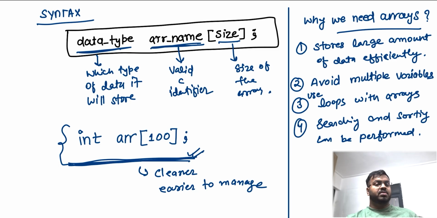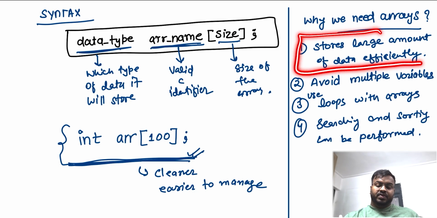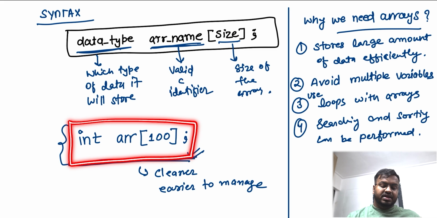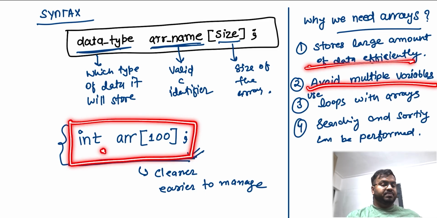The code will become unnecessarily lengthy. But if we use an array, we can store a large amount of data very efficiently. For example, I can declare an array in a single line, and then we can store 100 elements in this particular array. So if we use arrays, we avoid multiple variables. We have discussed it right now.